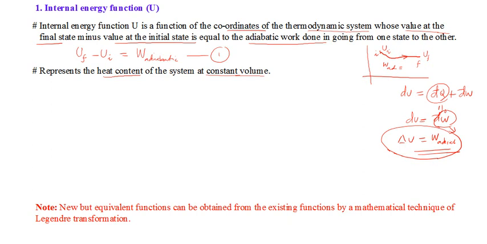You can justify this statement in one particular way. Say, for example, you have this equation du. This is the first law of thermodynamics: du equal to d bar q plus d bar w. Can't you rewrite this equation? It can be written as d bar q, and d bar w can be written as minus p dv, as per the convention that we are using.